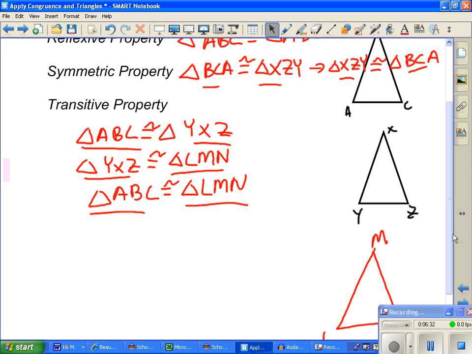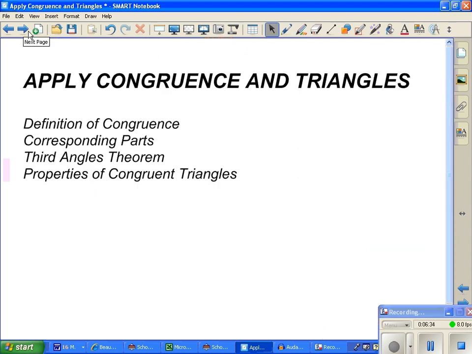Again, hopefully this was mostly review, but hopefully you understand what everything is. Definition of congruence, exactly the same size, exactly the same shape. Corresponding parts, make sure you name things in the correct order. Third angles theorem, if you know two angles are congruent in two different triangles, you know the third angles have to be congruent. And then the properties of congruence: reflexive, symmetric, and transitive properties. Okay, we will see you in class.